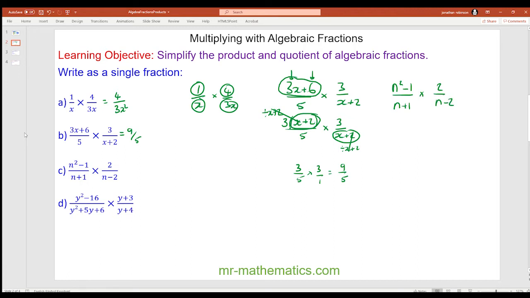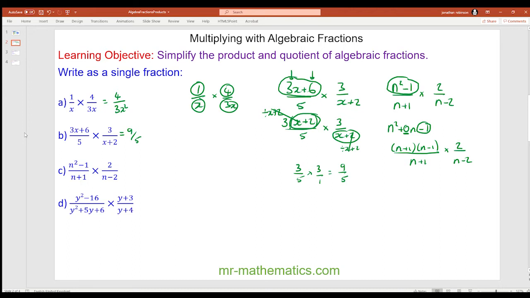And again, it's not obvious that there's a common factor, but we can expand this using the difference of two squares. Or we could write it in its general form. So n squared with no n terms, negative 1. So two numbers that multiply to make negative 1 but add to make 0 are n plus 1 and n minus 1, over n plus 1 multiplied by 2 over n minus 2.